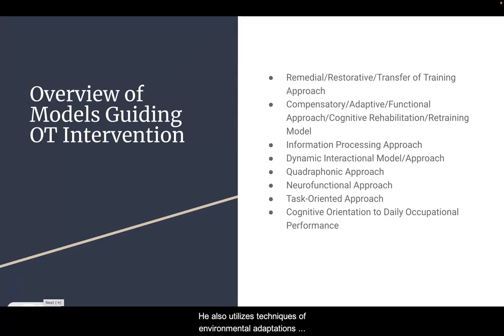It also utilizes techniques of environmental adaptation. For example, placing a list of morning care activities on a bathroom mirror for those with memory loss or sequencing issues, and compensatory strategies such as taping lectures in school for those with poor sustained attention. This approach also uses compensatory cognitive strategies that require some level of awareness of deficits. So if somebody has poor self-awareness, this is not the technique you would use with that client, because they need to recognize that they have deficits.